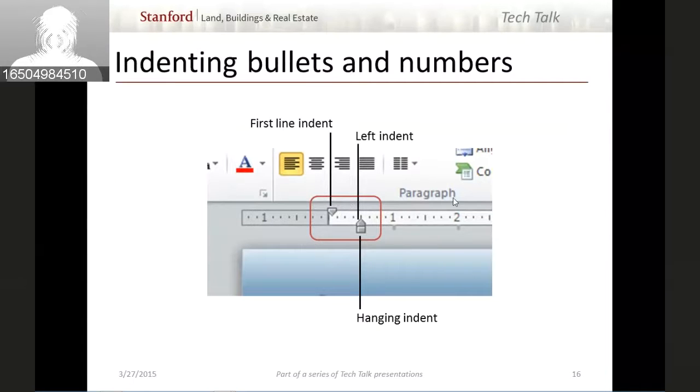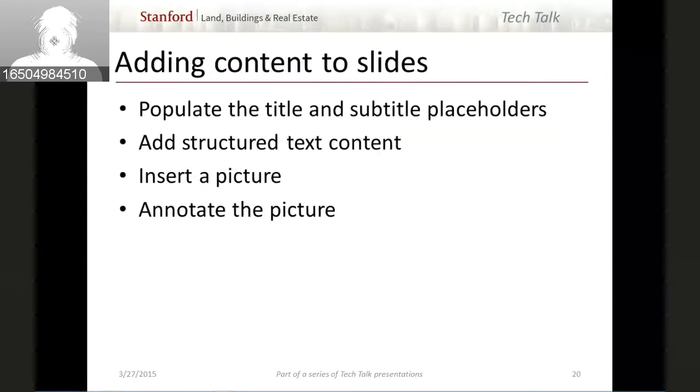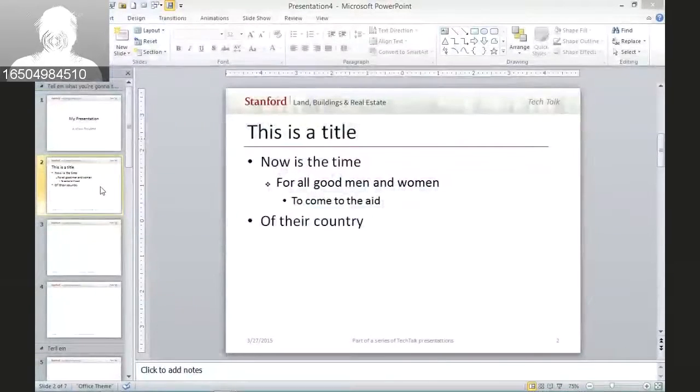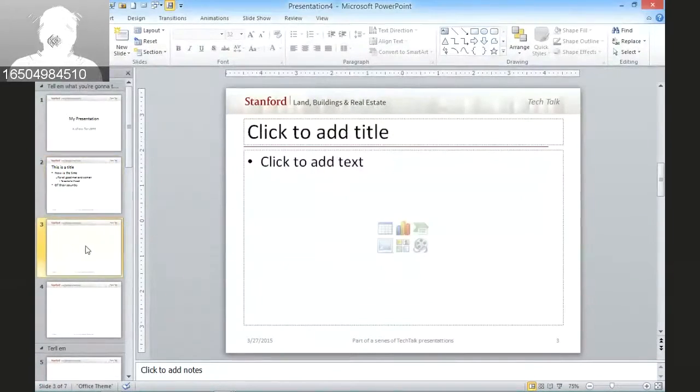But we're going to replicate this on our next slide. So I'm going to go back to my content slides. Here we are, and annotating the picture. So once again, back to our slideshow, or our presentation in progress. Let's go to a content slide, a title slide with content, which is this one, and let's add a picture.